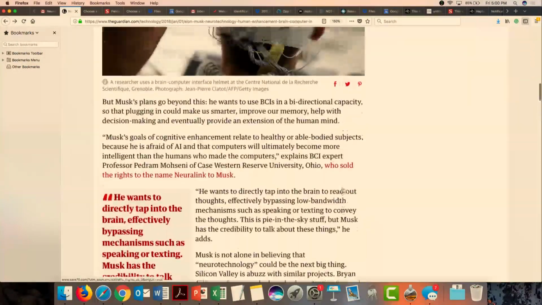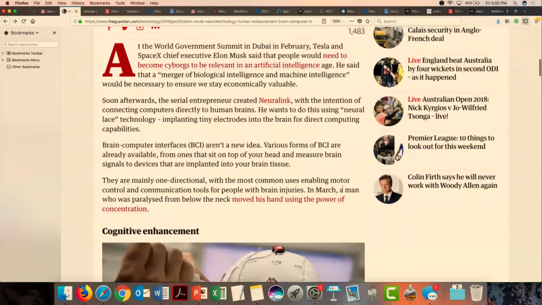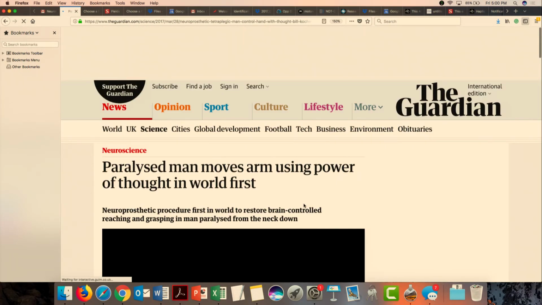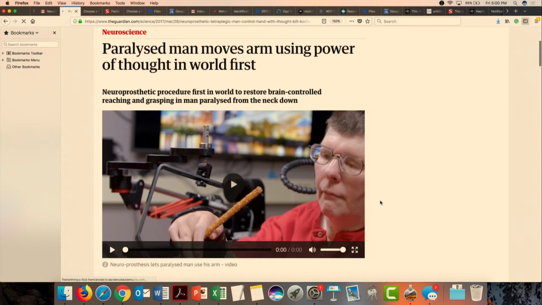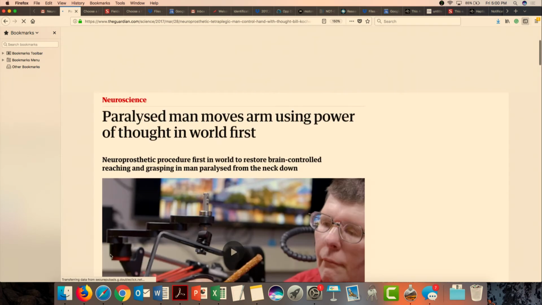I thought that at one point, this link might be interesting. Let's see. Moving the hand with the power of concentration. Paralyzed man moves arms using power of thought in a world first.